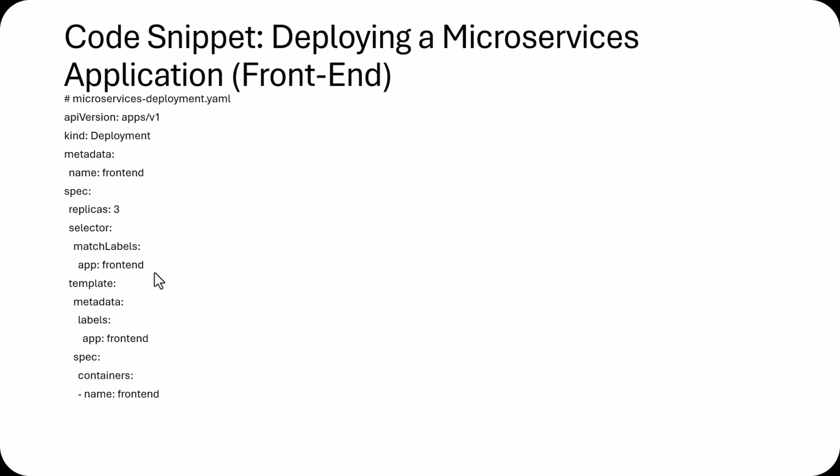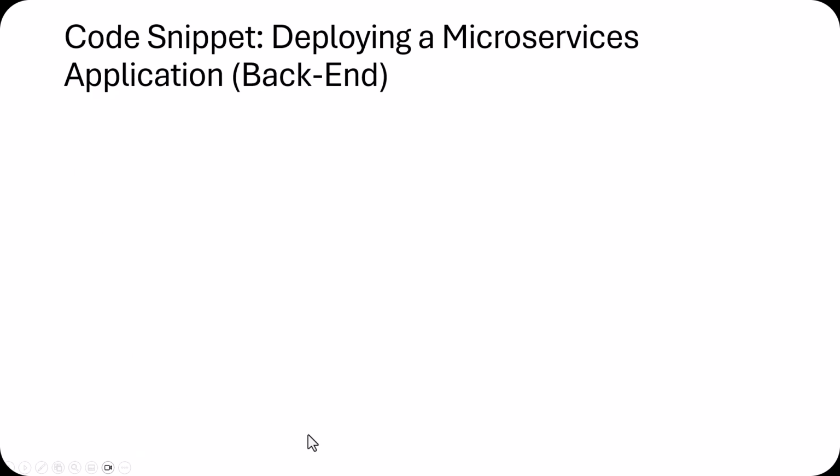App frontend, containers name frontend, image my frontend latest, ports, container port 80. So you can see here the kind is Deployment, metadata name frontend, spec replicas 3, and selector app frontend, template labels app frontend. So wherever you find it, it is all frontend.